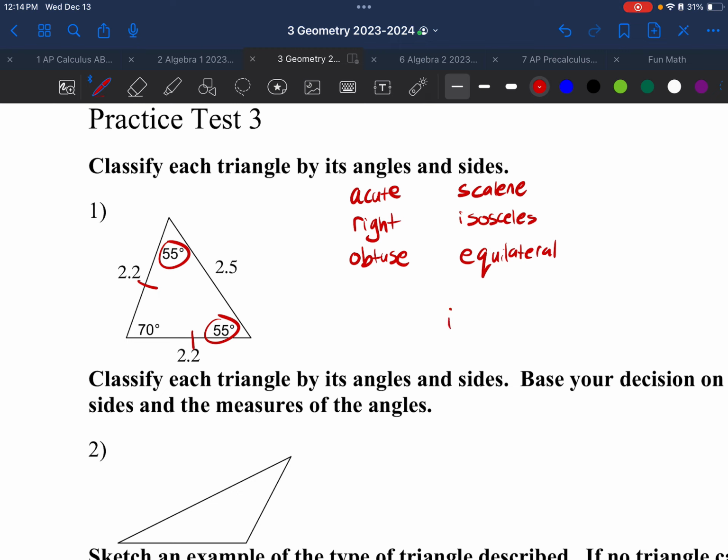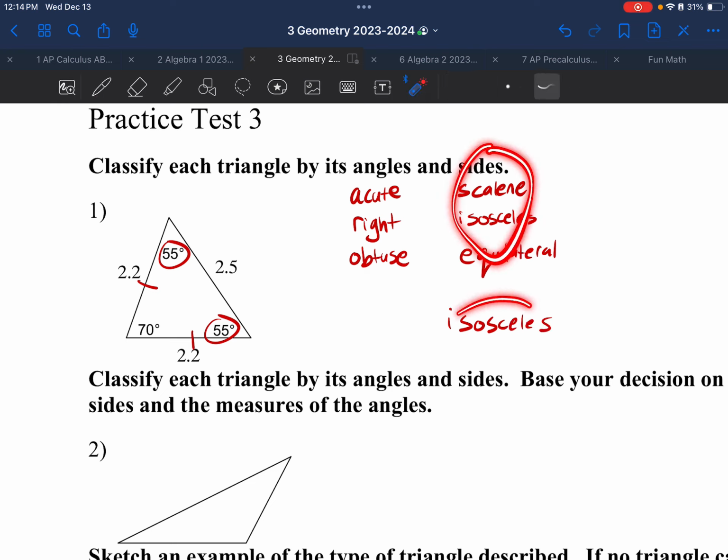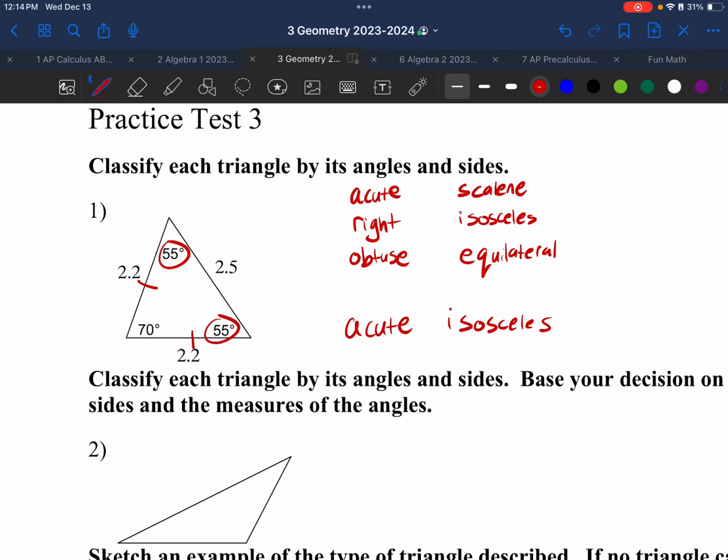It's an isosceles triangle, and that qualifies for the side length. But what about the angle word? All of these angles are less than 90 degrees, therefore it is an acute triangle. So my final answer will be an acute isosceles triangle.